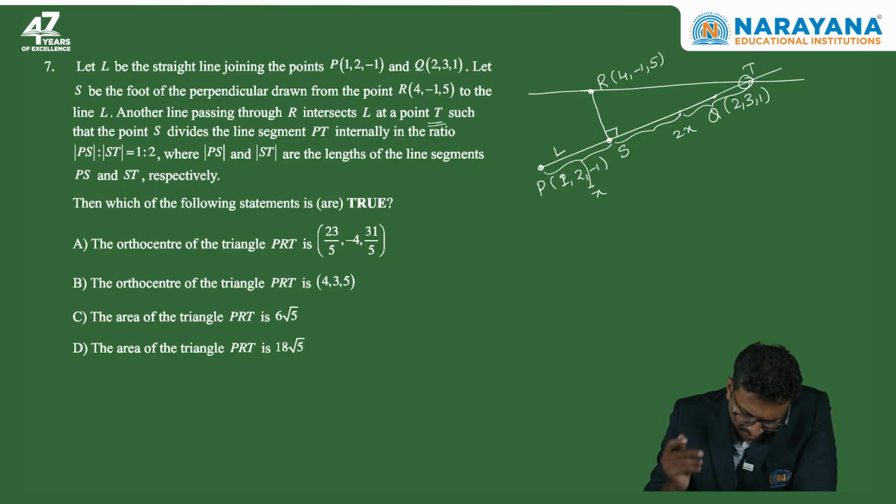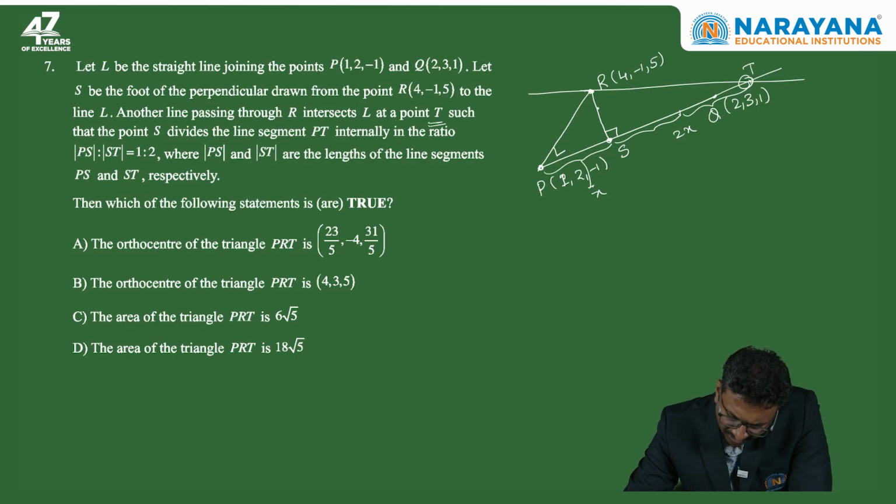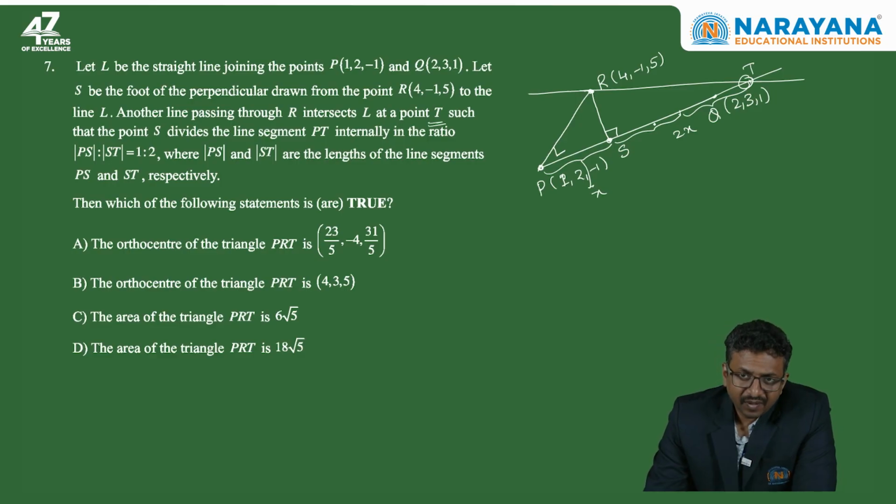So they are asking you the orthocenter of triangle PRT. Okay, the orthocenter, and they are also asking you about the area of triangle PRT. So the area of triangle PRT is quite simple. For this, we'll find the foot of the perpendicular.